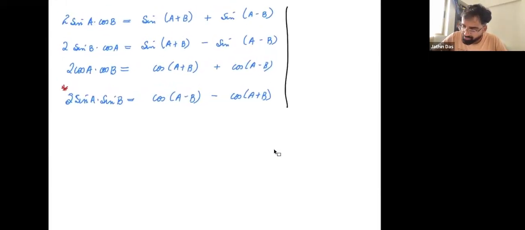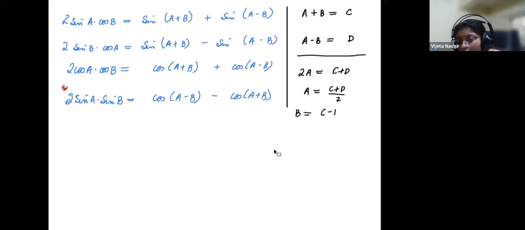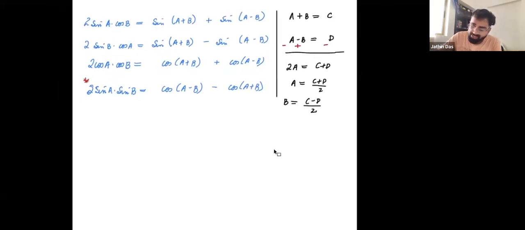Now what I'm doing is, I'm taking a plus b as c and a minus b as d. Okay, so you simultaneously solve it. What you will get: adding, 2a is equal to c plus d, so a is equal to c plus d by 2. So b will become c minus d by 2, if you understood. If you subtract, it will come like this, c minus d by 2. Okay, now substitute it in the first equation.